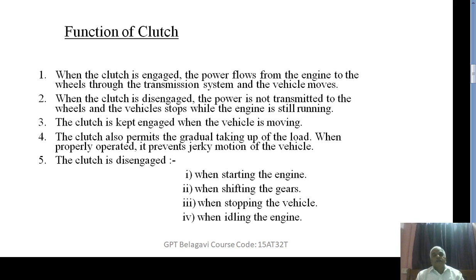Then regarding the functions of the clutch, one is to transmit the power from the engine to the gearbox, then from gearbox to the wheels through several components like a propeller shaft, final drive and the live axles. When the clutch is engaged, the power flows from the engine to the wheels through the transmission system and the vehicle moves. So whenever the vehicle is in motion, the clutch is always engaged.